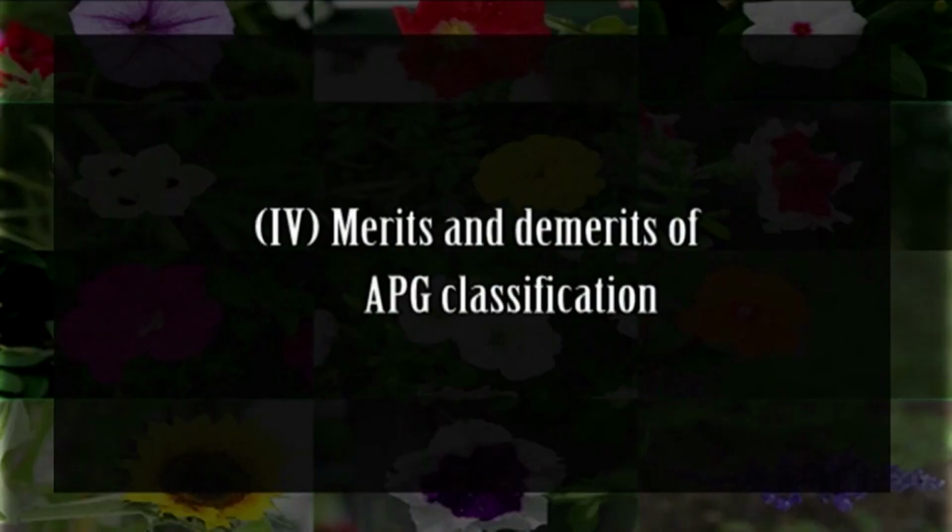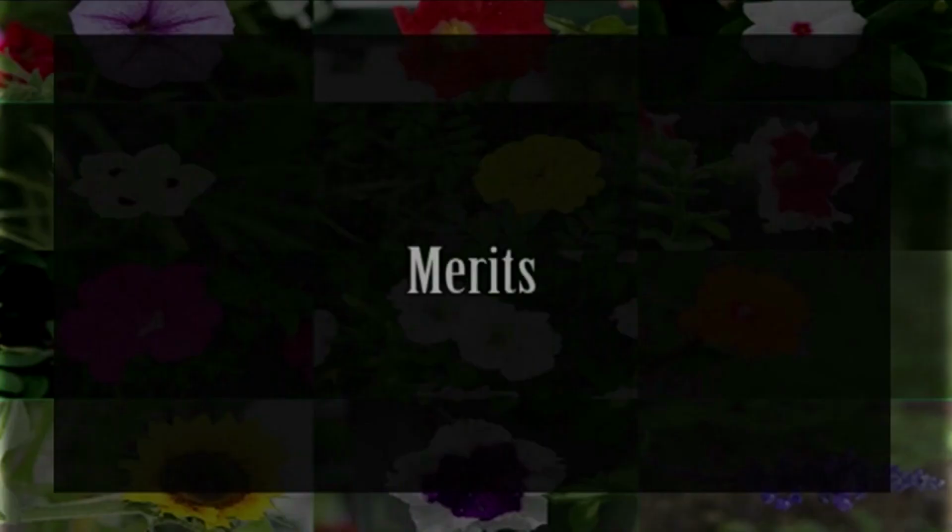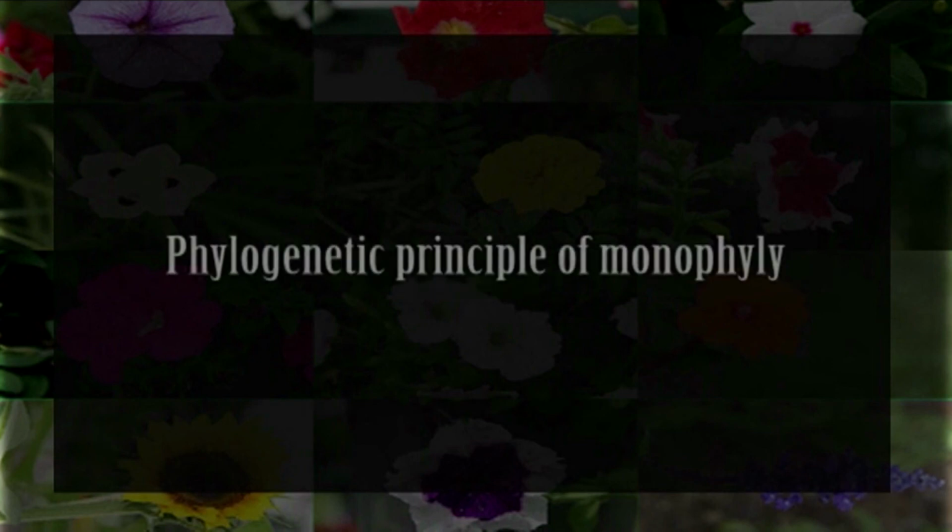Now let us have the fourth part of the lecture, that is the merits and demerits of this APG classification. What are the various advantages and disadvantages with this APG classification? Let us first of all discuss the merits. The first merit with this classification is that it is strictly based on the phylogenetic principle of monophyly. As already mentioned, monophyly means reconstructing the phylogeny on the basis of established monophyletic origin.